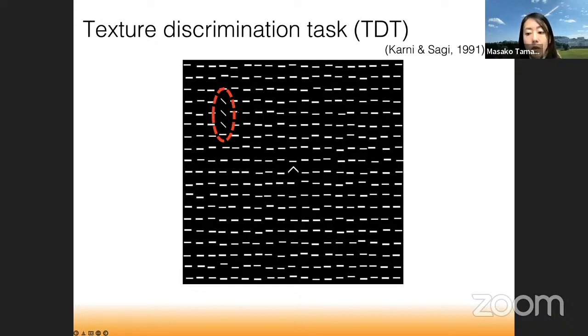And the other task was a letter task. Subjects responded whether the center letter was L or T, presented in the center of the display. And in this case, it is a letter L. This letter task was to ensure subject fixation at the center of the display.